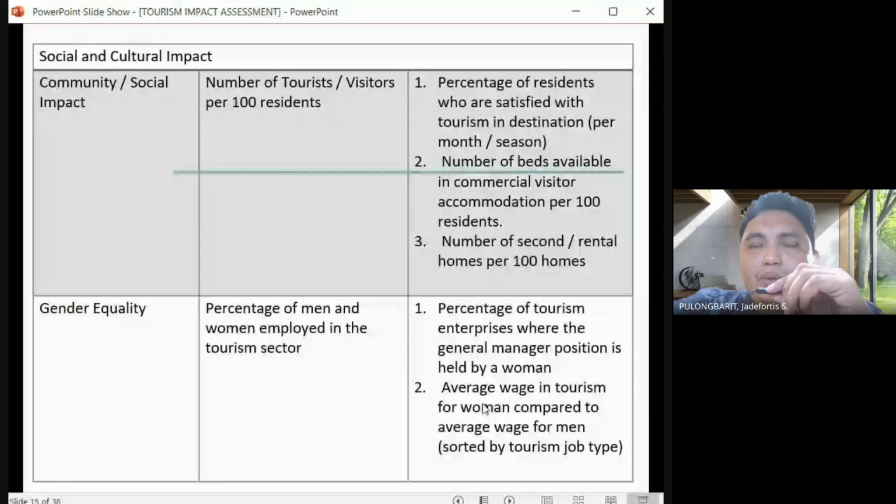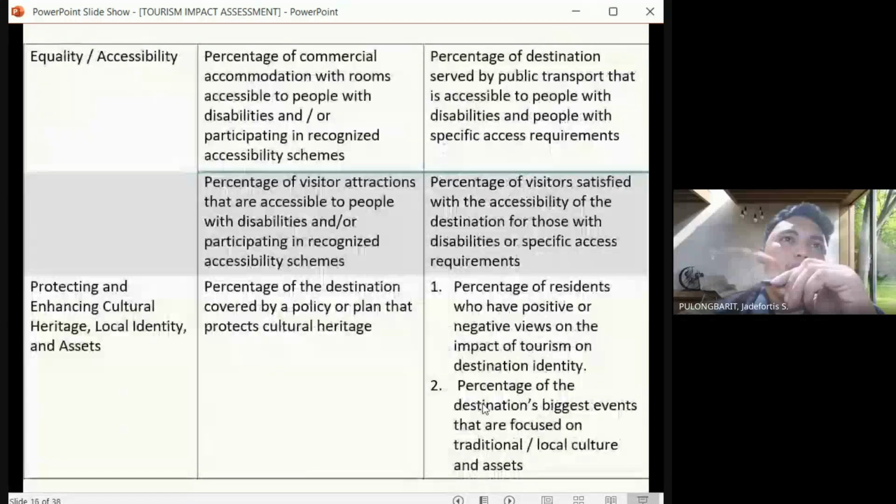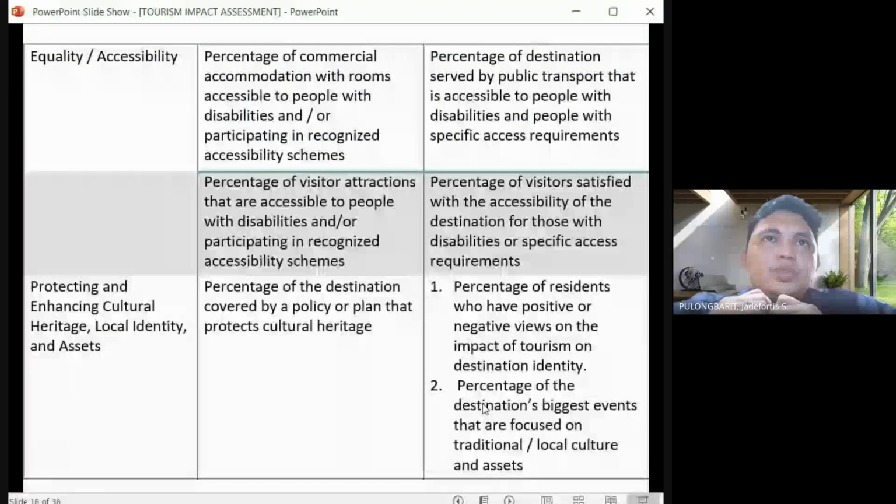Number two, average wage in tourism for women compared to average wage for men, sorted by tourism job type. Equality and accessibility: here, we check or assess the percentage of commercial accommodation with rooms accessible to people with disabilities and/or participating in recognized accessibility schemes. The optional one is the percentage of destinations served by public transport that is accessible to people with disabilities and people with specific access requirements.